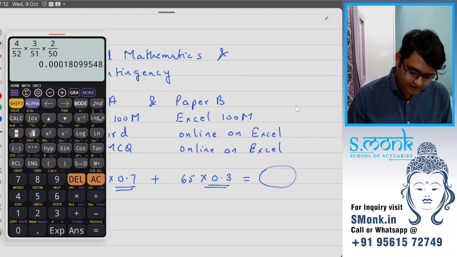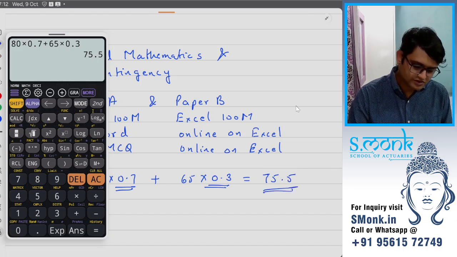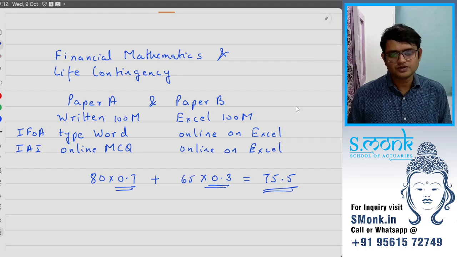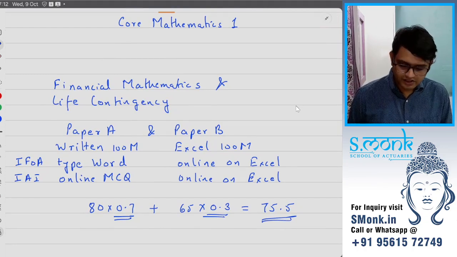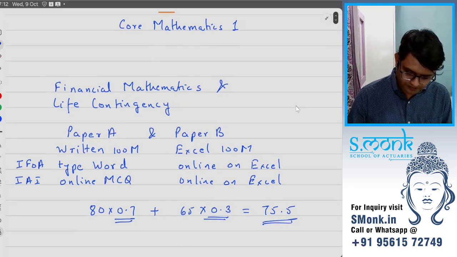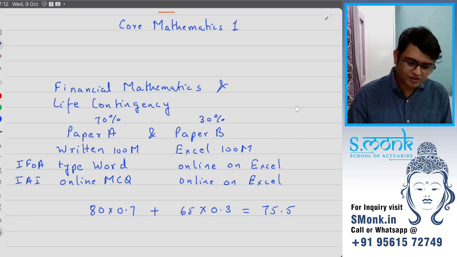So let's say 80 into 0.7 plus 65 into 0.3, that is 75.5. That will be your final marks of the CM1 paper. So this is how they divide the weightage of paper A and paper B. 70-30 weightage. 70% weightage on paper A and 30% weightage on paper B.